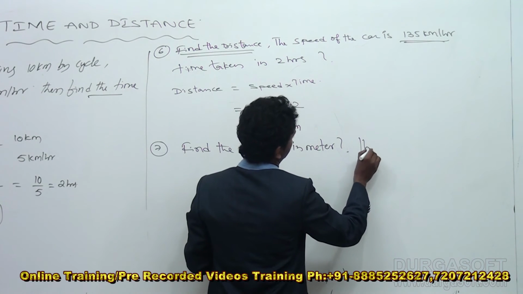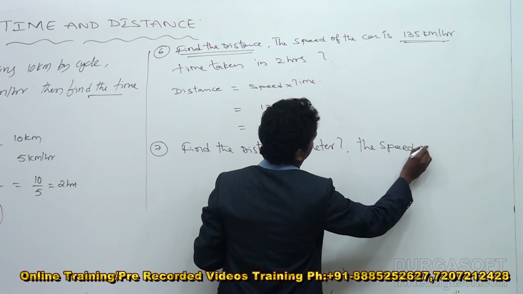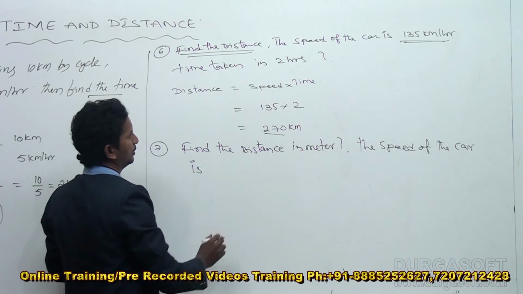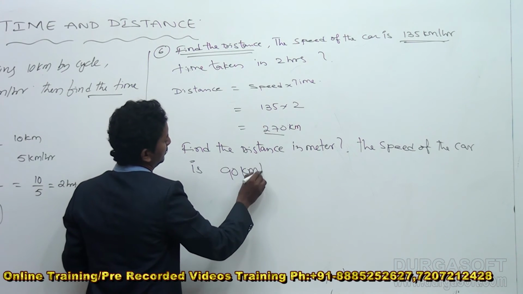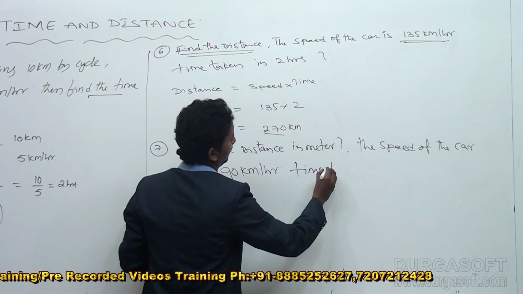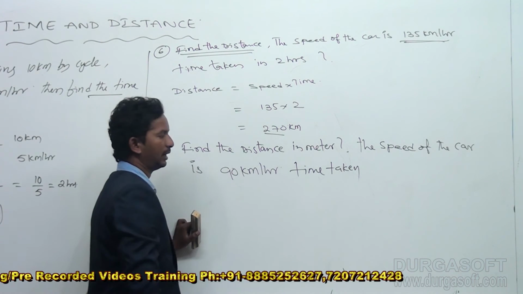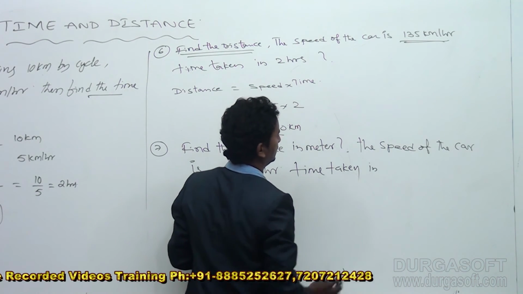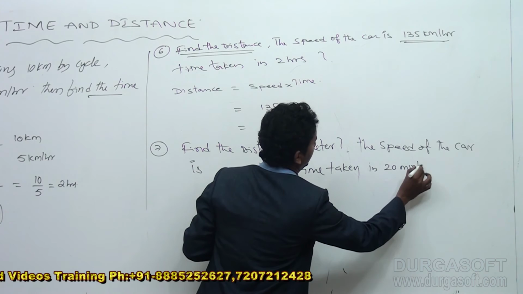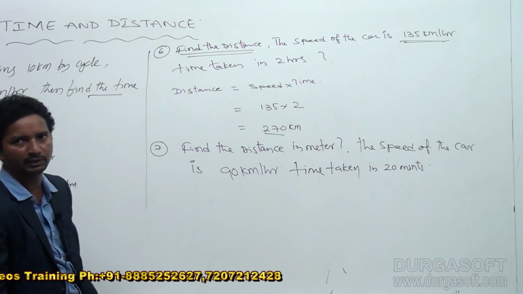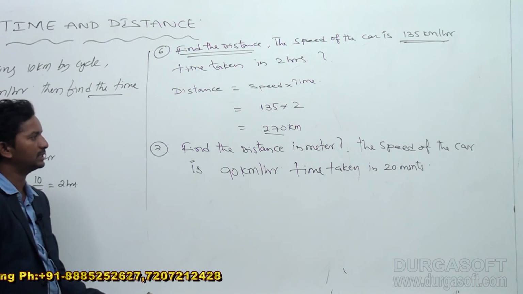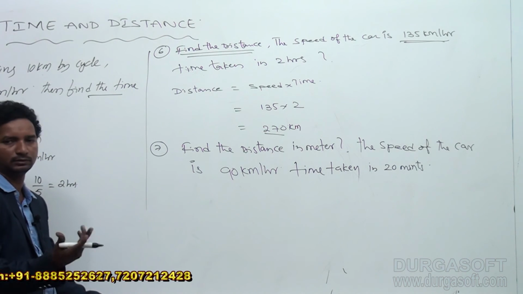The speed of the car is 90 kilometer per hour. The time taken is 20 minutes. Here minutes is given, so how to convert it into kilometer?